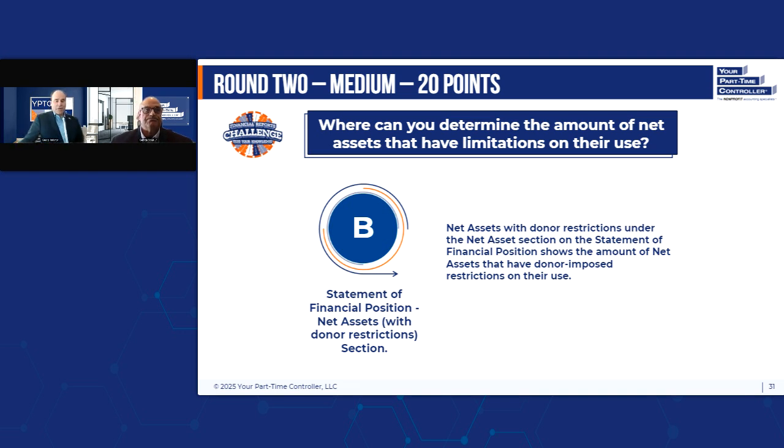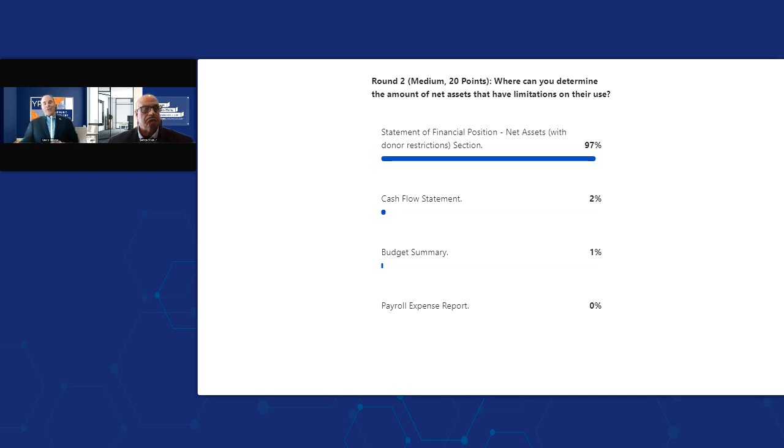Yes. So a couple questions about restrictions. I guess this is an important topic related to nonprofit entities. Indeed. All right, our next, there we go. 97% of you got that correct. Excellent. Nice. Good job. All right.